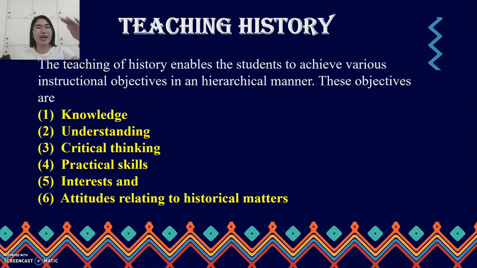Meaning to say, there is a structure to be followed in teaching history. So these objectives are the following. First, knowledge and understanding; critical thinking is also included to hone the knowledge and thinking ability of our students. We also have practical skills, interest, as well as attitudes relating to historical matters. So these are basically the objectives that are touched in teaching history.